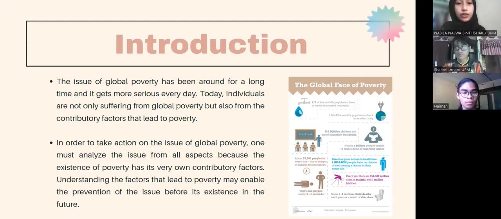In order to take action on the issue of global poverty, one must analyze the issue from all aspects because the existence of poverty has its very own contributory factors. Understanding the factors that lead to poverty may enable the prevention of the issue before its existence in the future. There are 4 factors that lead to poverty, which are climate change, low level of education, poor financial planning, and economic crisis. I will explain the first factor, which is climate change.